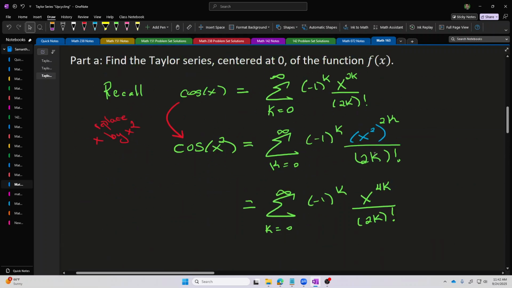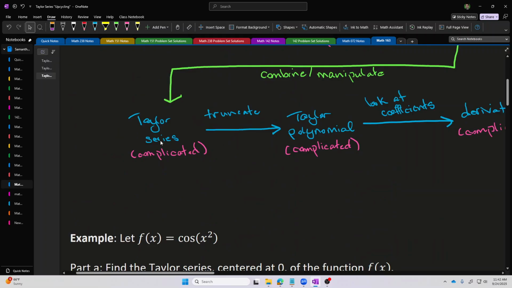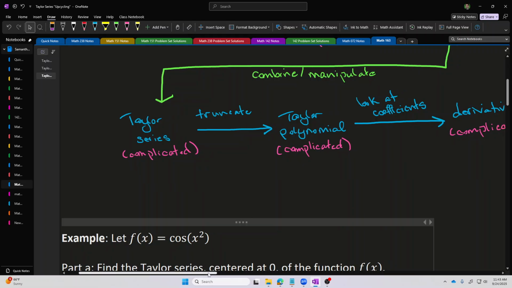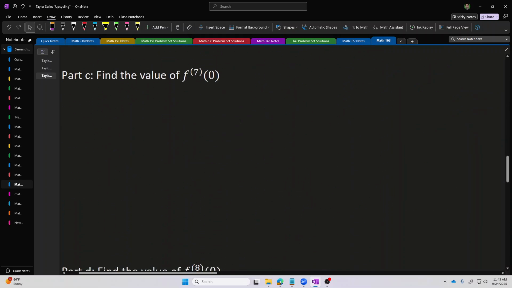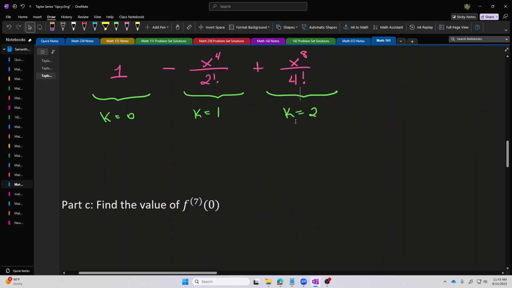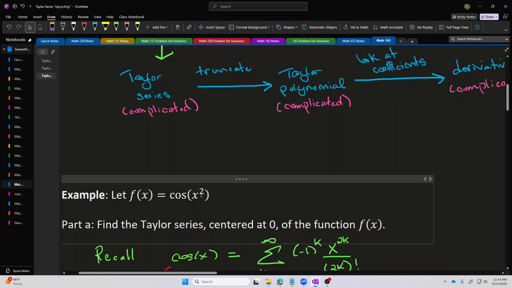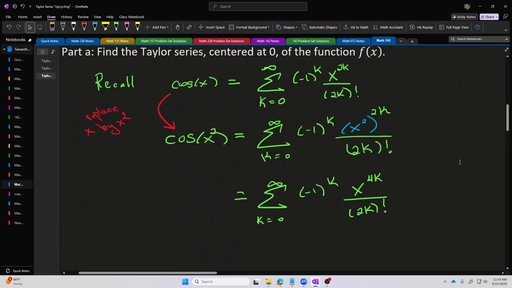Now, let's continue exploring what it looks like to go sort of backwards through this pipeline. And now that we have this more complicated Taylor polynomial, let's go ahead and use that to find some more complicated derivatives. So someone says, okay, what is the 7th derivative of this cosine function with 0 plugged in? Once again, I emphasize you do not want to be calculating 7 derivatives of this function by hand. It's just going to take too much time.